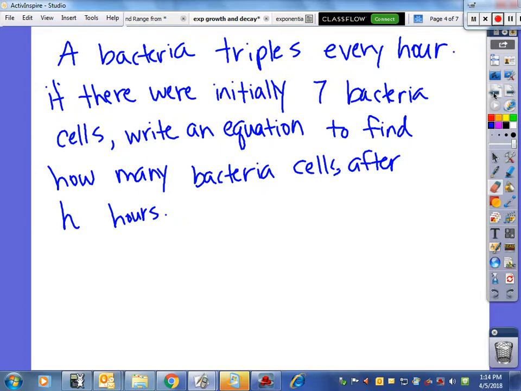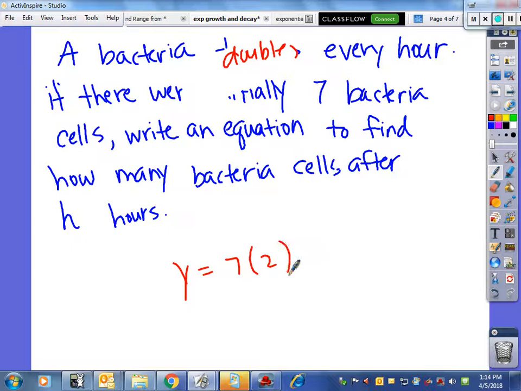Alright, what if this had said doubling instead of tripling? If it doubles, then you would just have y equals 7 with a 2 in here to the h time.